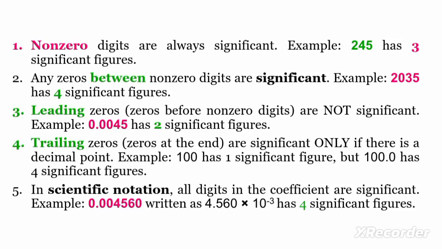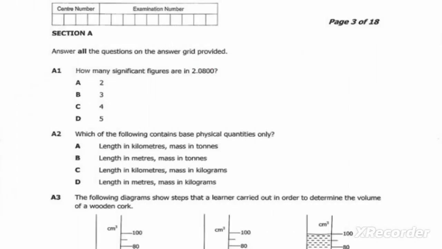Now let us come back to our question. So the question is saying, how many significant figures are in this number? So we can clearly see that this number has five significant figures. So the two zeros at the end are considered to be significant figures because there is a decimal point here.